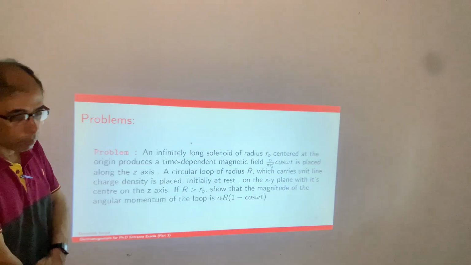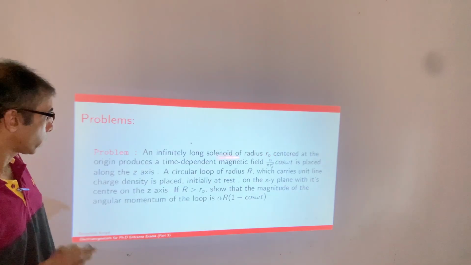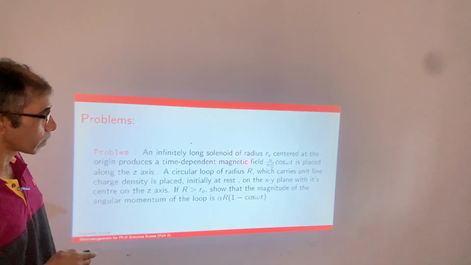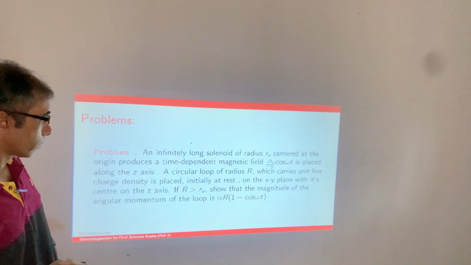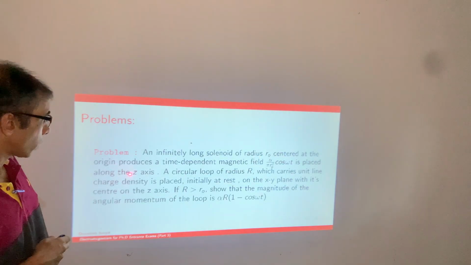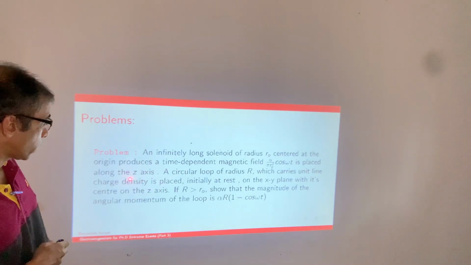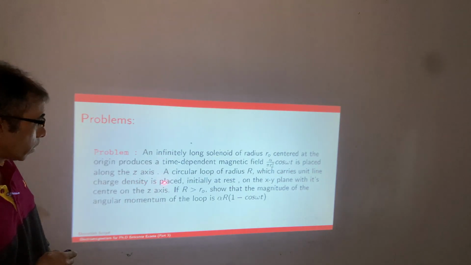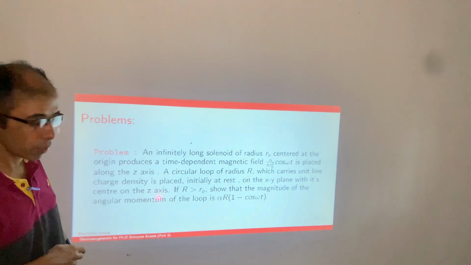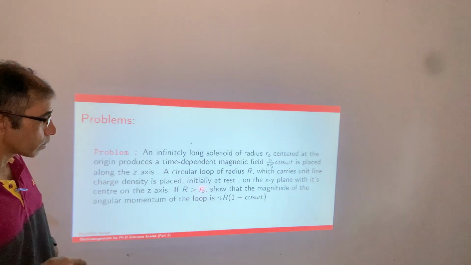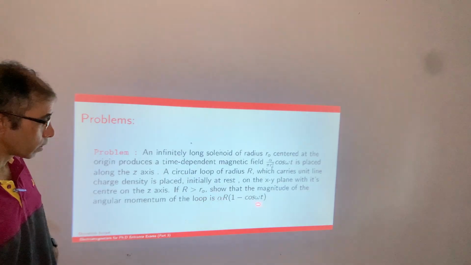And we go to the last problem of today. An infinitely long solenoid of radius r0 centered at the origin produces a time-dependent magnetic field alpha divided by pi r0 square cos omega t, and is placed along the z-axis. The circular loop of radius r, which carries unit line charge density, is placed initially at rest on the xy plane with its center on the z-axis. If r is greater than r0, show that the magnitude of the angular momentum of the loop is this.